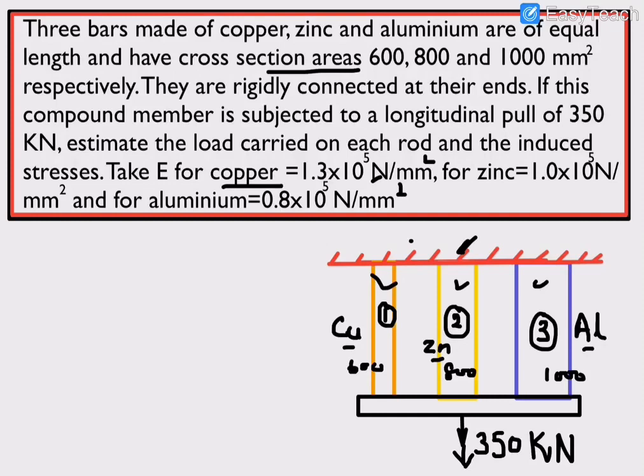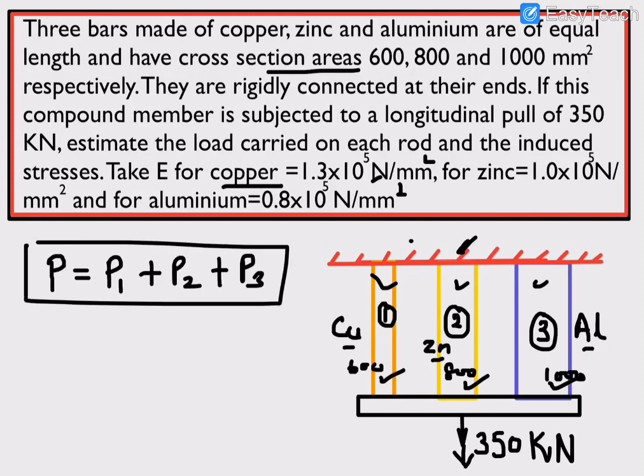The first step of this question is that you should write the first equation. The total load is carried by all the rods. This is P1 plus P2 plus P3, the load carried by each rod. I suppose copper carries P1, zinc carries P2 and aluminium carries P3. Then the net load acting on this composite system is P, which is known as 350 kilonewton.